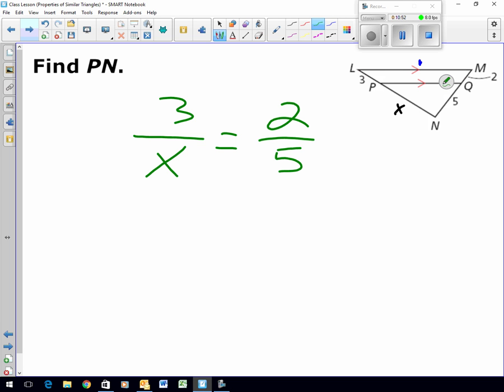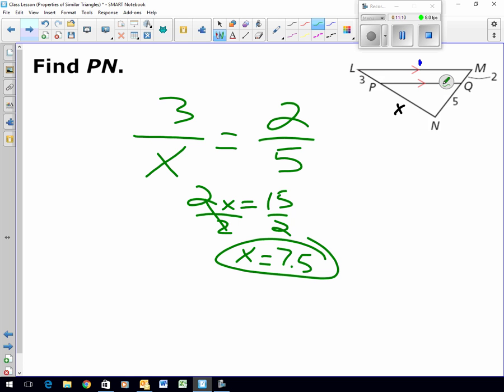Okay, that means 2x equals 15. Yeah, that's right, 5 by 2. That's 7.5. That's 3 times 5. That's right.